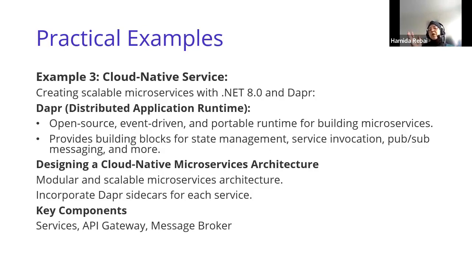Now, I'm thinking about the design of our cloud microservices. So we have a modular, scalable microservices architecture. So we think about that. We try to architect the solution. In this case, we need to incorporate Dapr sidecars for each service. I give an example of key components here. We have the first service, the order service, which manages customer orders. I have another service for inventory, for example. It handles inventory management. We have another one to process payments.